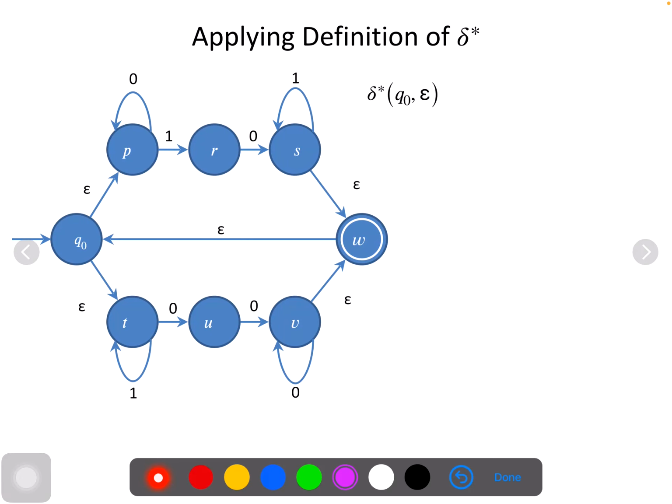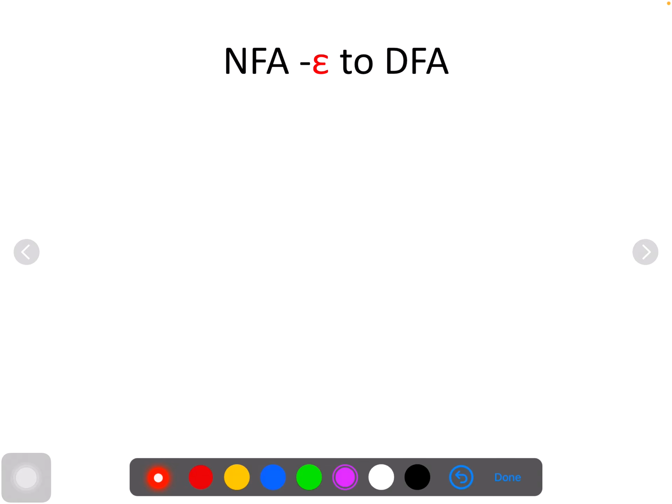Applying delta star. Delta star is also called the extended transition. Q naught on epsilon will go to Q naught. E-closure of Q naught is Q naught, P and T, right? So you need to remember that from the previous slide.